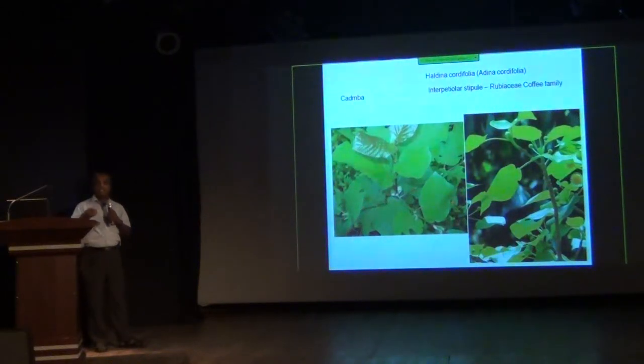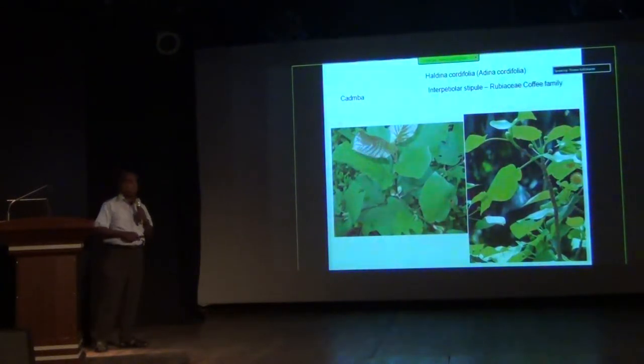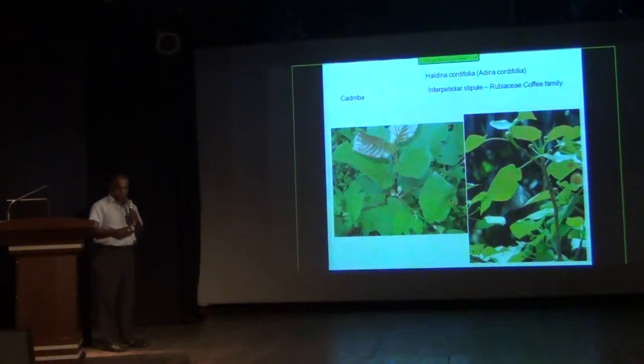Basically, I'm introducing how to see a plant more in detail rather than identifying a plant. So that's the first step. So here again is a close relative. Many of us know the Kadamba tree. Most of the avenue trees will have very nice looking trees.